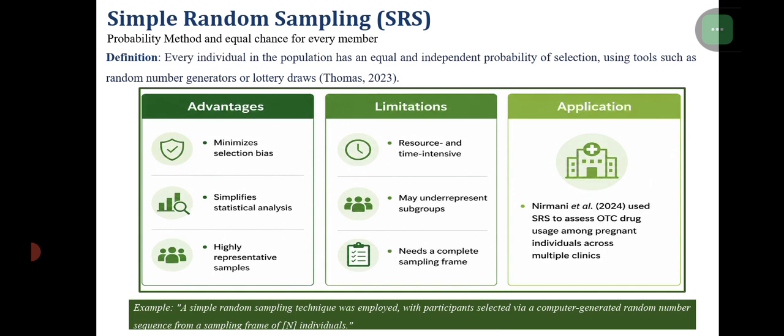So everybody has a chance to choose something. All those who want to participate in the study had the chance to choose. So the advantage is that it minimizes selection bias, of course, because it's blinded. Simplifies statistical analysis, high representative sampling. It could be resource and time intensive because you're trying to bring everybody into the picture. And many underrepresented groups. You are going to understand this when I talk about stratified sampling.